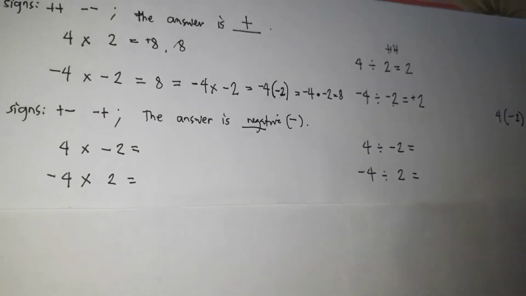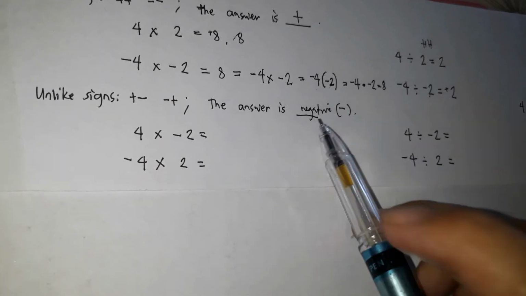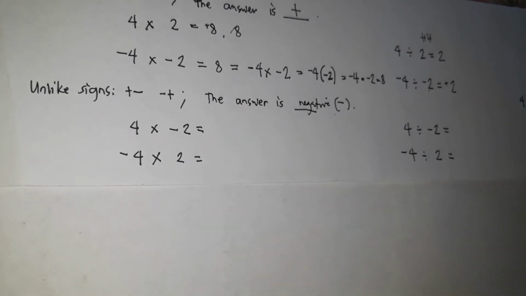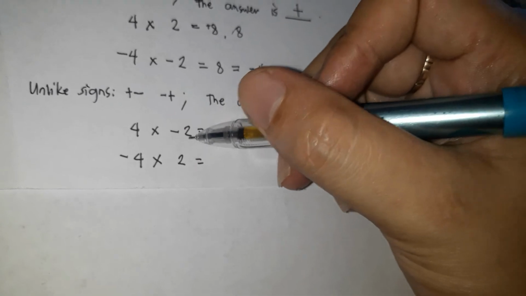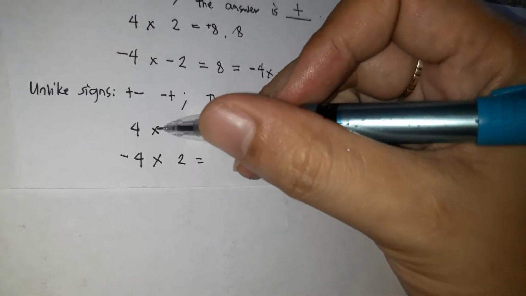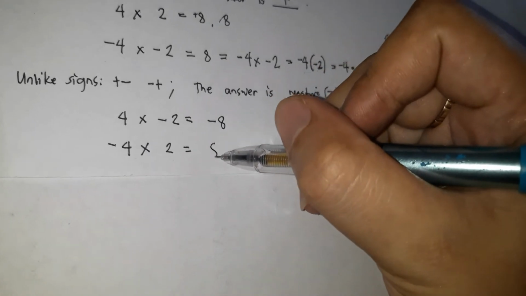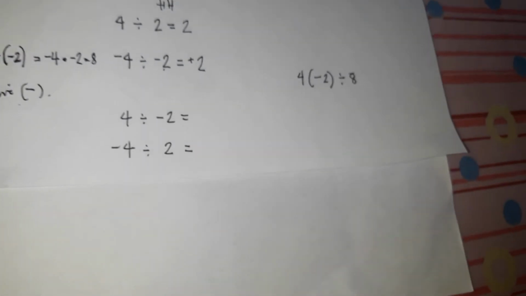Next, if they don't have like signs, the answer is negative. Ito, positive siya, negative; negative, positive. So, magkaiba ang sign. So, 4 times negative 2, or 4 times 2, is 8. Magkaiba ang sign, negative. Negative 4 times 2, 8. Magkaiba ang sign, negative.